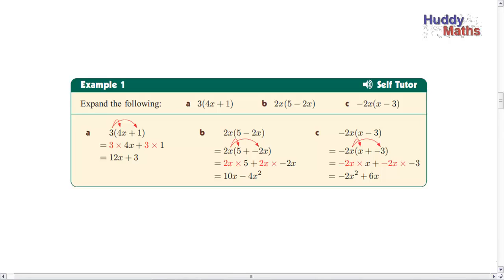Okay, let's just expand the following. Now there's the word expand. So it means make bigger, make larger, doesn't it? So we want to know that this is being compressed, if you like. What's it really stand for? Well, here we are. It stands for 3 times 4x plus 3 times 1.